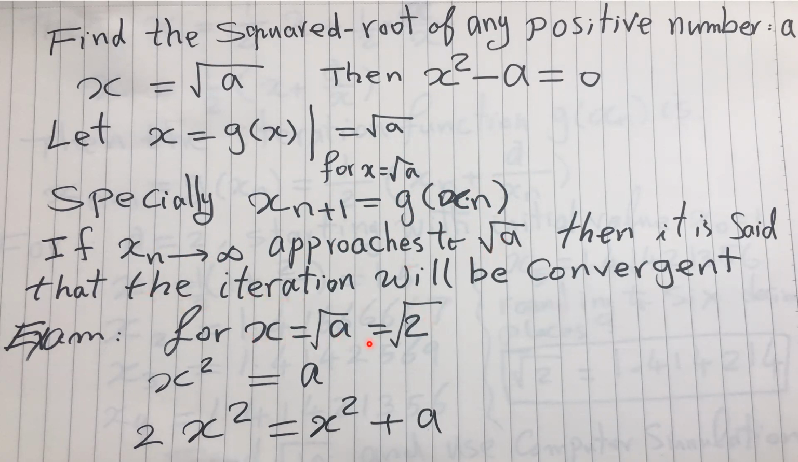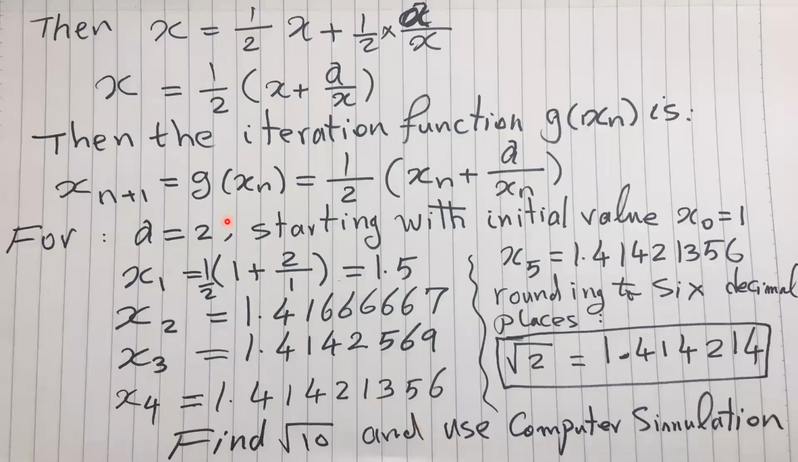For instance, for root a, we put again x² = a. Now we add another x² to both sides: 2x² = x² + a. And then x becomes half of (x + a divided by x). This is the algorithm in order to find iteratively the root of a number like a.